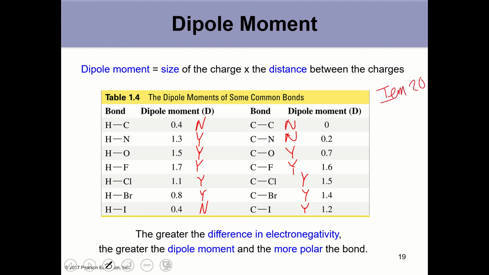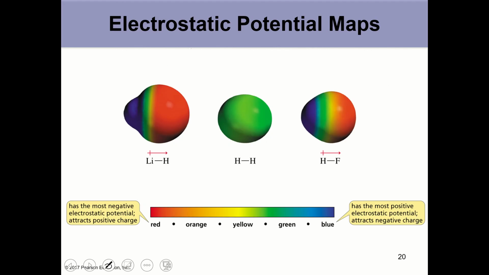The dipole moment for 2 atoms is the difference in electronegativity. If you have more than 2 atoms, then it can get complicated, and you have to do vector math. Anybody want to go back to algebra? No. Okay, let's skip that then. Electrostatic potential maps.